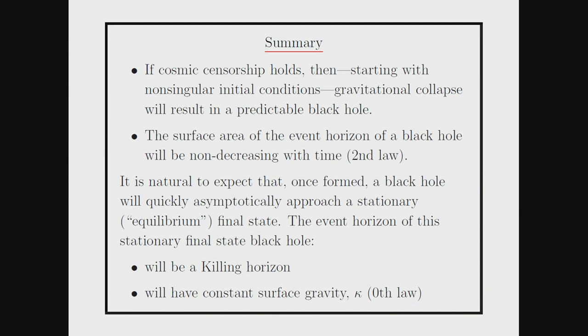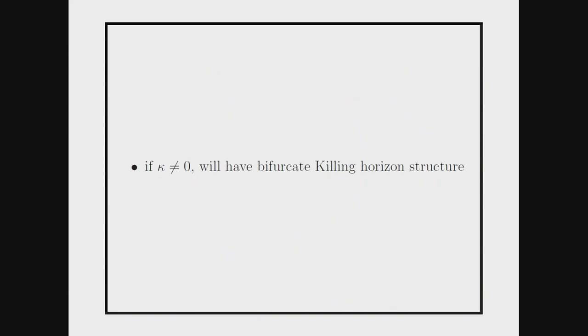This final stationary black hole, its event horizon, will be a killing horizon with constant surface gravity, and if it has non-zero surface gravity, it can be extended to have a bifurcate killing horizon structure. Okay, that's it for what I wanted to say.